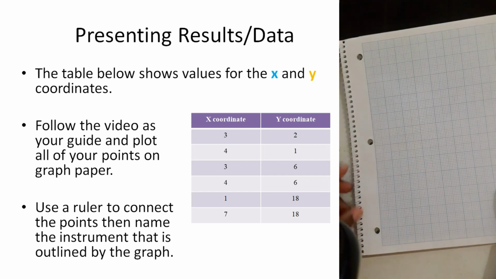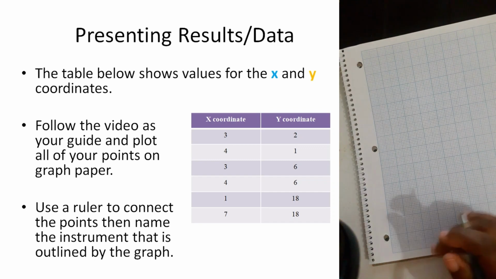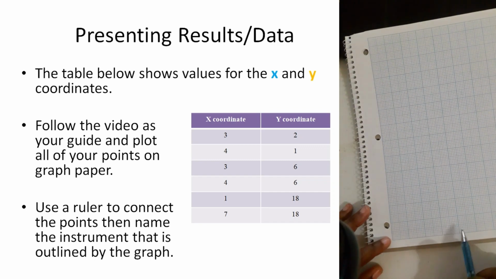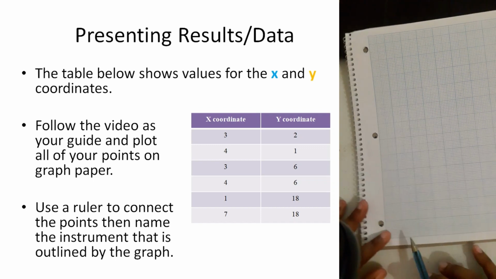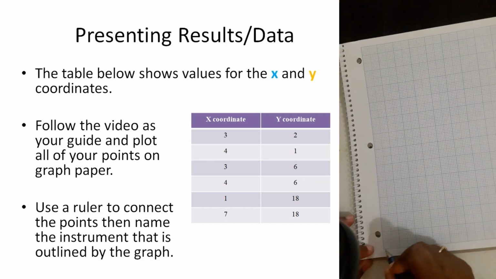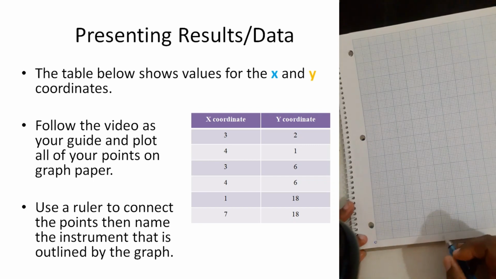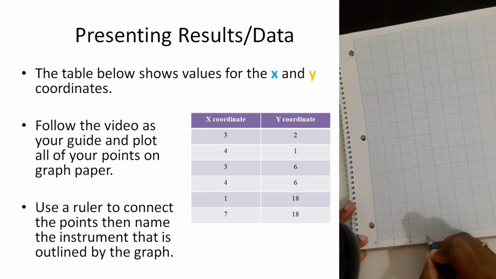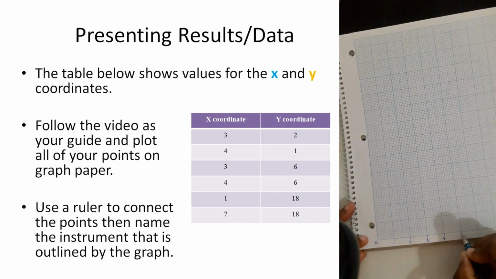And so we're going to start off with the x-axis. So the x-axis goes from 0 to 7, and we could say 1, 2, 3, 4, 5, 6, 7. So it has enough space. So we start from 0, and now we have 1, 2, 3, 4, 5, 6, 7.